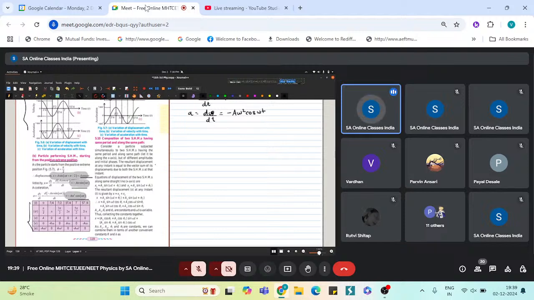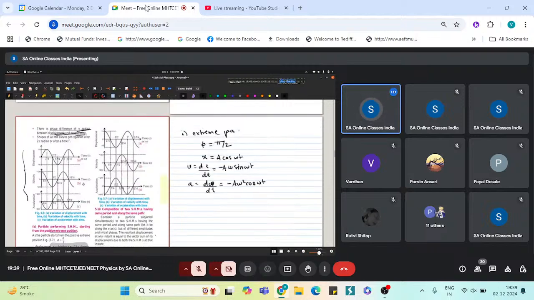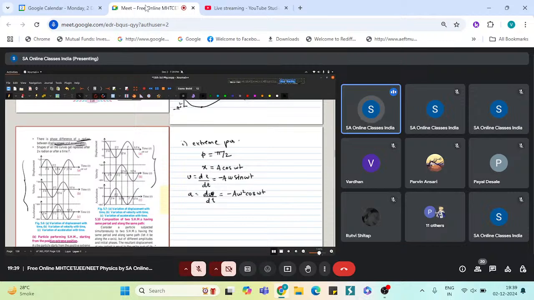And again, this is a similar table to what we saw for the first case. It's again the same thing, that you have to just plug in the values of time and find out the extreme cases for acceleration, velocity, and displacement. And you can do it the same way. And these plots are also plotted in the same way.